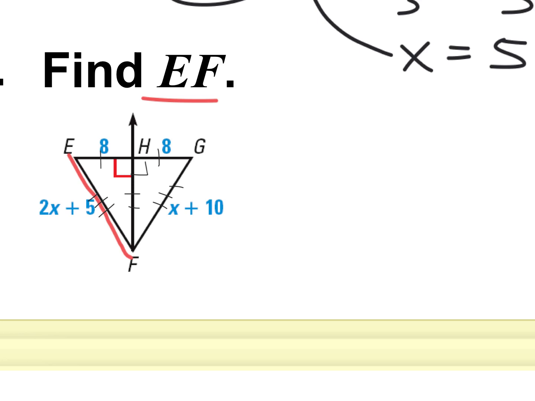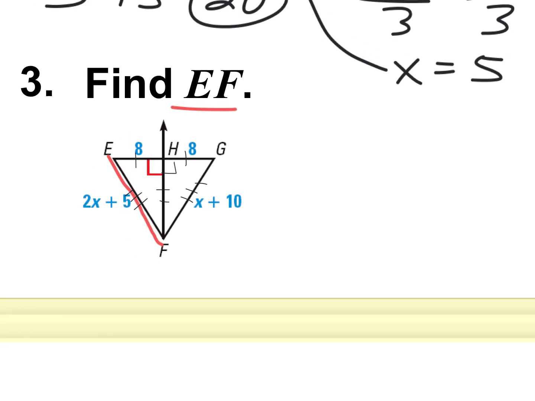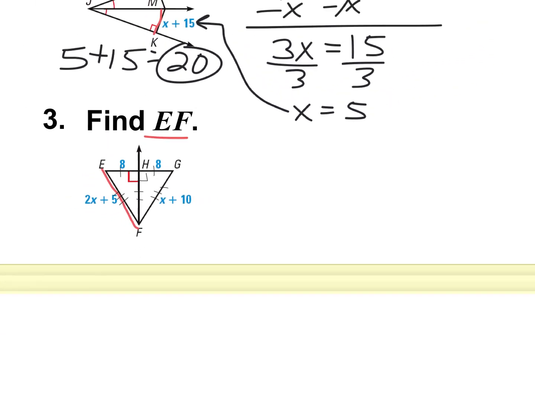So what do we do with the tick marks? Nothing. And what's it there for? It's just there to show us that the triangles are congruent. So we can assume that those two sides are the same. But regardless if the tick marks were there, we would know it's congruent. We could figure it out. We could, but the tick marks help us. They're congruent. So we want to find EF.